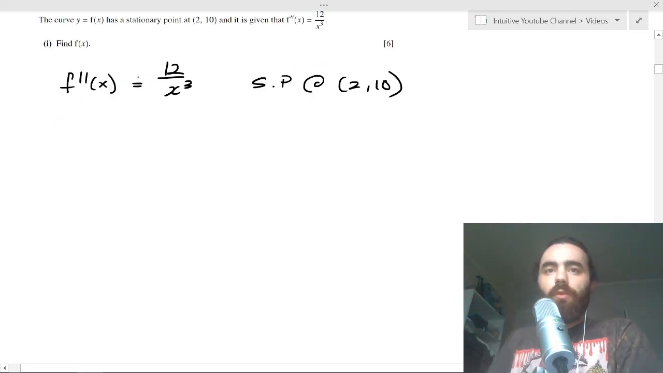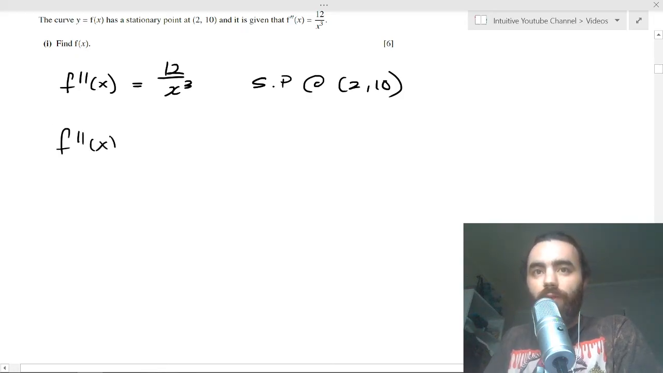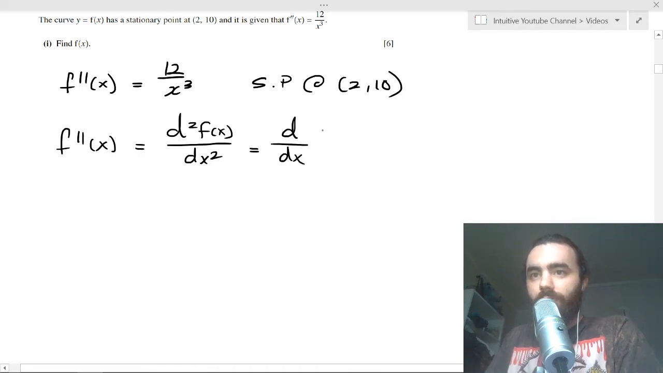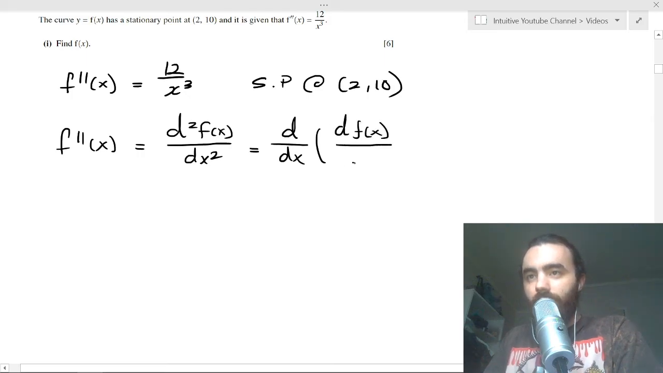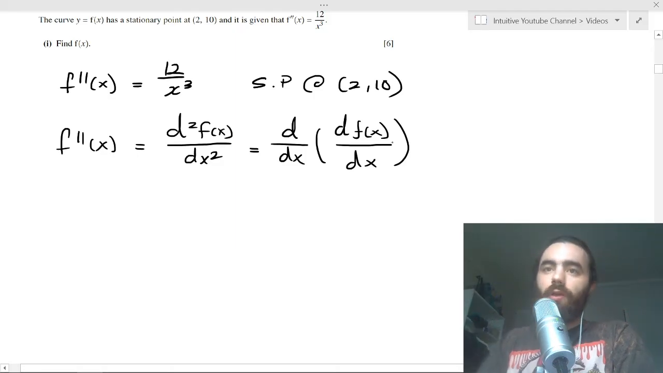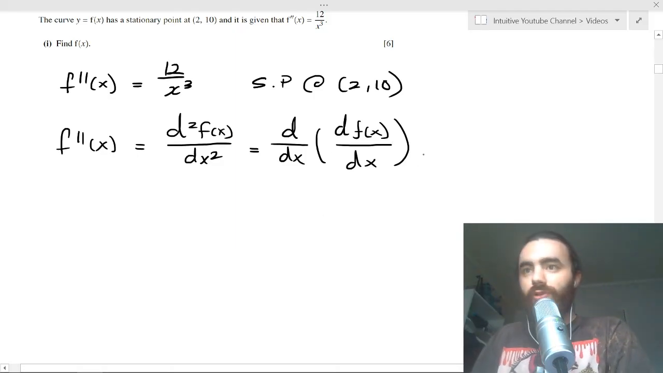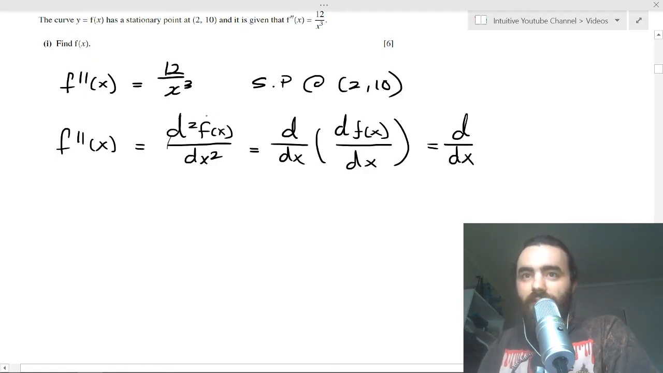Well, because I like to be very clear when I do these to show you exactly what I'm doing, I can say that this f double prime of x, remember this is just the notation for the second derivative of f of x, which if you think about it is just this times, let's write everything out. The reason I'm doing this is just to show you really what's going on. I could just integrate it straight away, but I just want to show you what I'm doing. And this is d times, so this is the same as this, right?